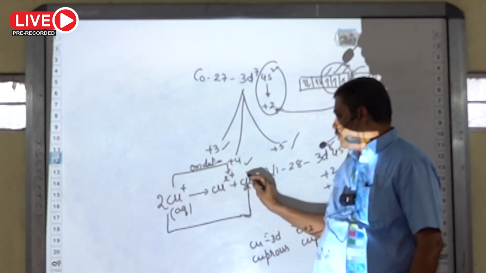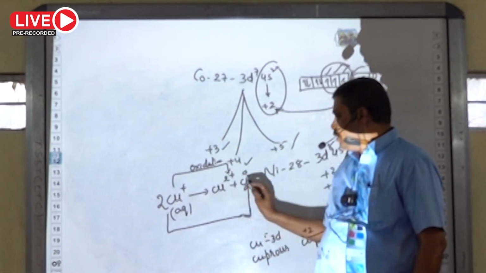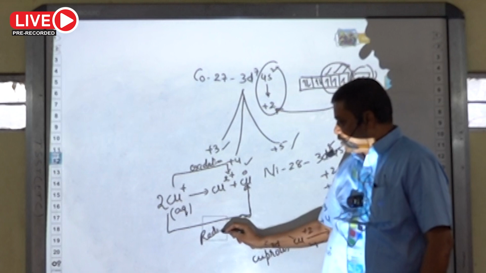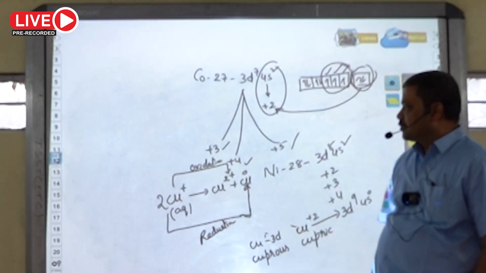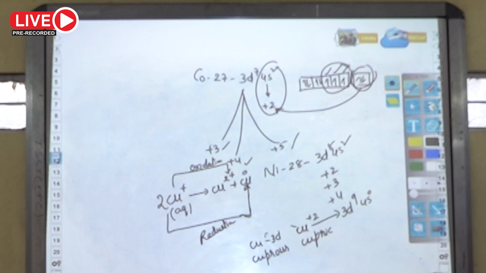This is reduction, because cuprous goes to the 0 state. Reduction. If the same element undergoes both oxidation and reduction, we call it disproportionation. So why did I cite this example here? This is the very, very most important point given in your NCERT book. Cuprous ion is being disproportionated in aqueous medium.